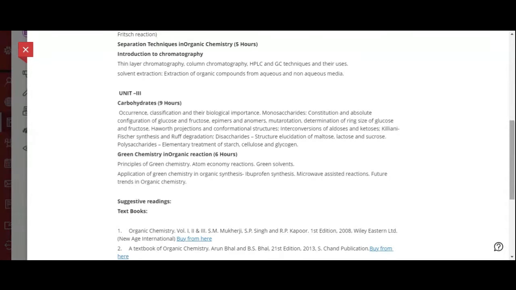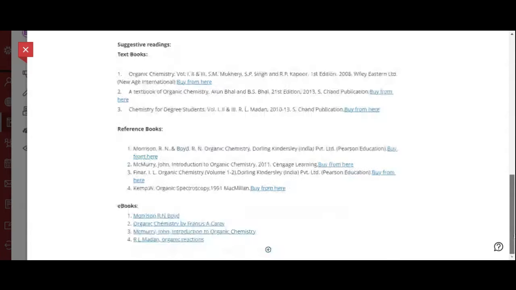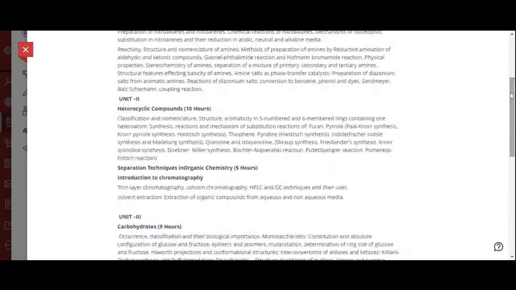Just see, once you go to this suggestive readings, there are links provided for you that you can buy these books. Okay, and ebook links are also there. Once you click on this, you get the PDF of the same book. You can download it and read it from these links. Right? All this content is uploaded on your accounts.